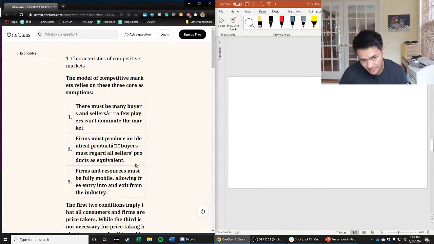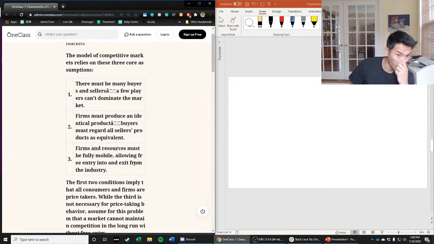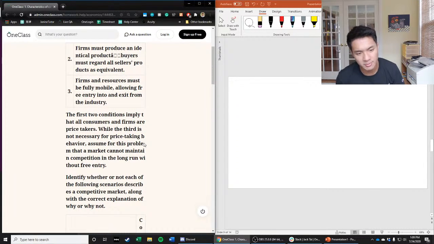The next question says, the model of competitive markets relies on these three core assumptions. 1, there must be many buyers and sellers, and few players can't dominate the market. Okay. 2, firms must produce an identical product. Buyers must regard all sellers' products as equivalents. Okay. 3, firms and resources must be fully mobile, allowing free entry into and exit from the industry. Okay, so we talked about these in the previous question. The first two conditions imply that all consumers and firms are price takers.